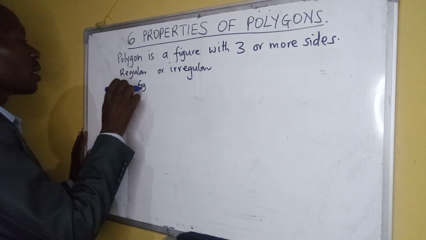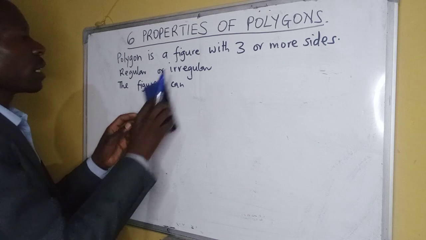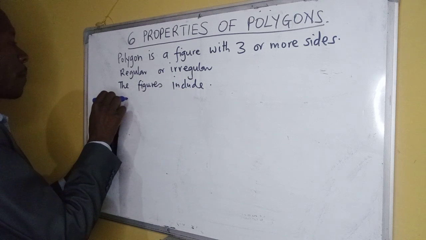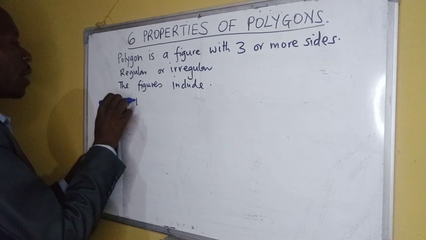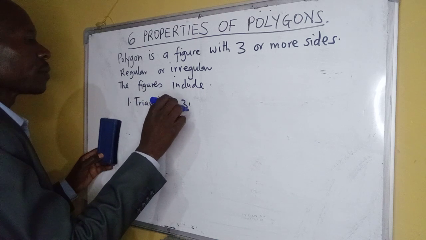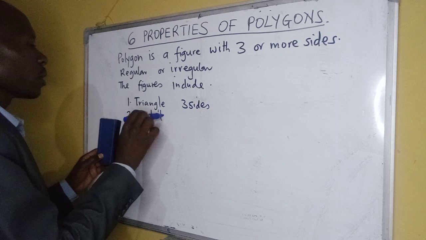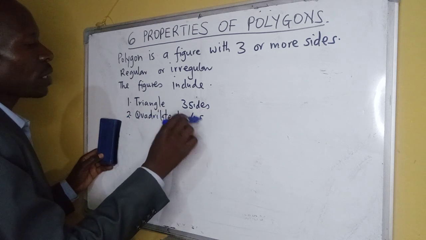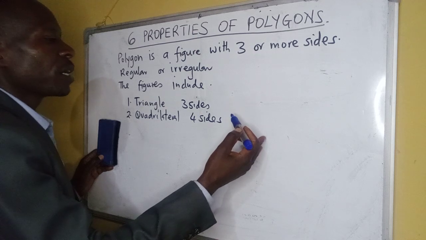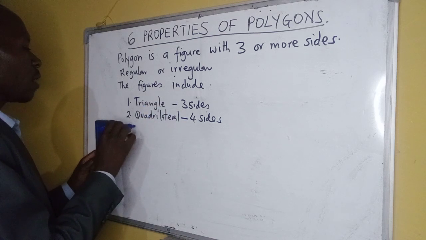the figures can be or include: one is a triangle, which has 3 sides. Second one is a quadrilateral, which has 4 sides. We have various quadrilaterals like trapezium, square, rhombus, parallelogram, and all that. Also, we have various types of triangles. We also have what you call a pentagon.